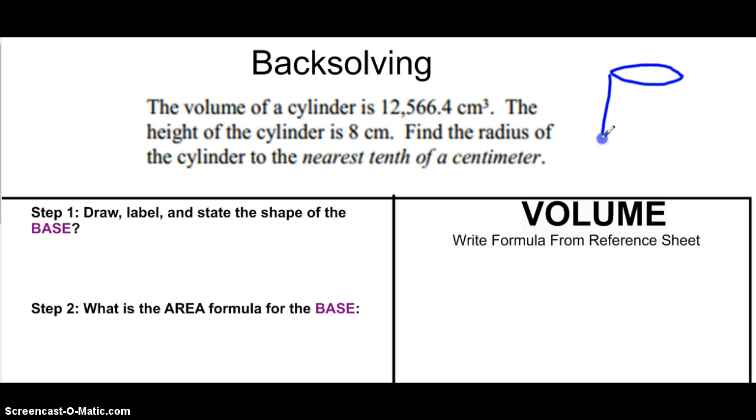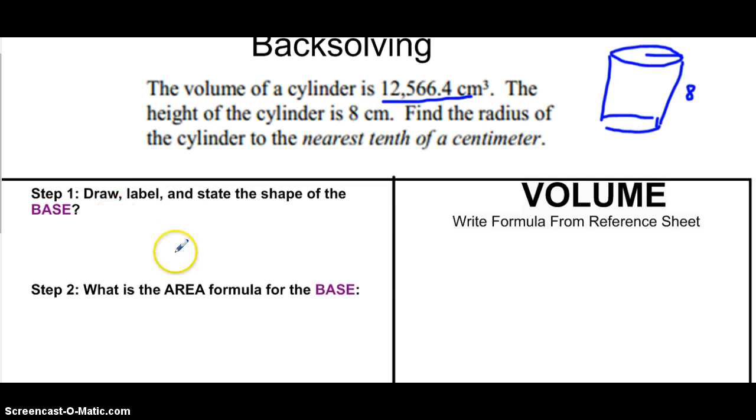And it's always good to just start with a little rough sketch, okay? Let's try drawing a little cylinder for ourselves to look at. We know the height is 8. We don't know anything about the radius, and we know the volume is this big number over here. But let's start with the same exact steps, okay?